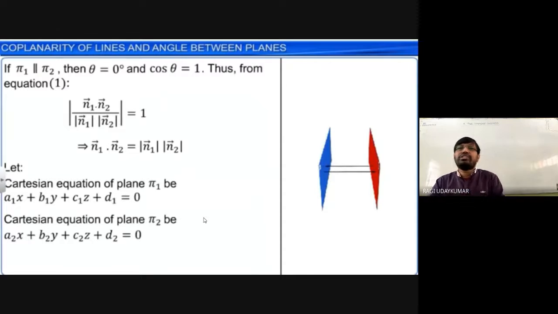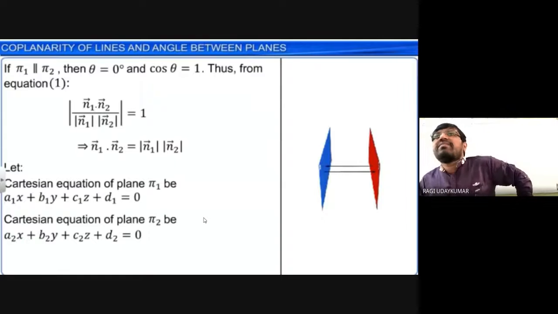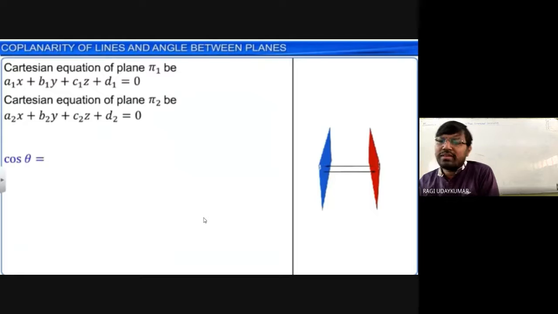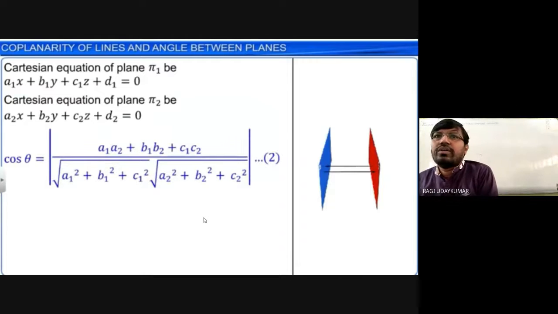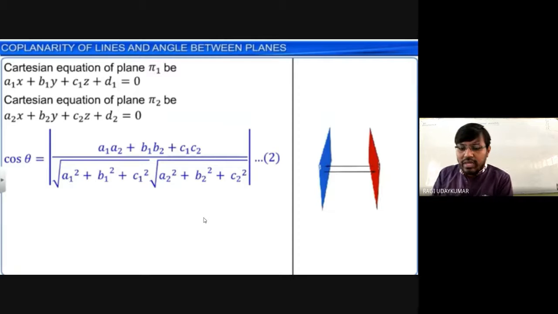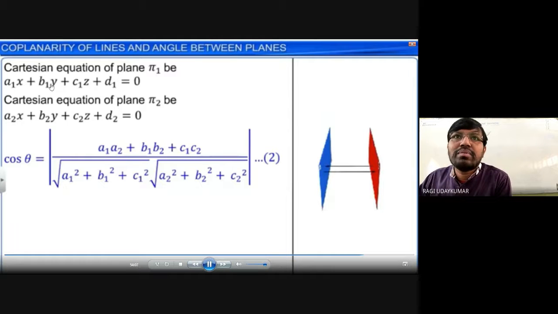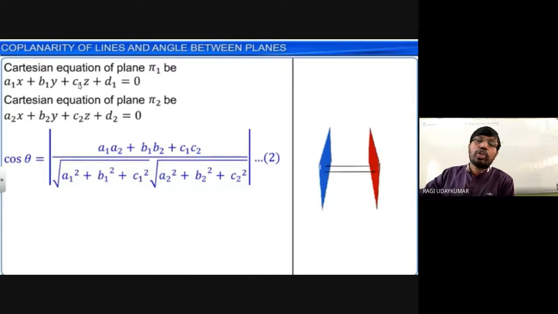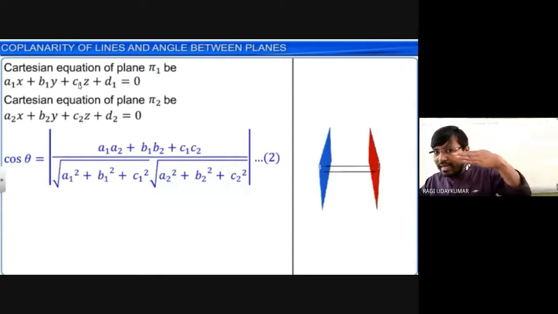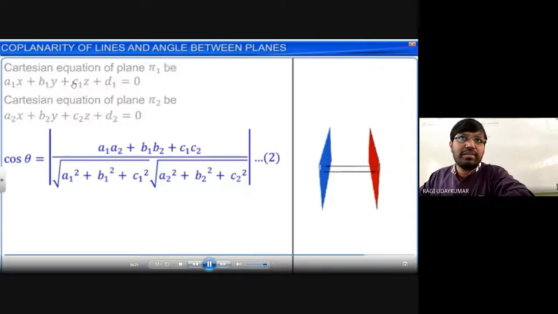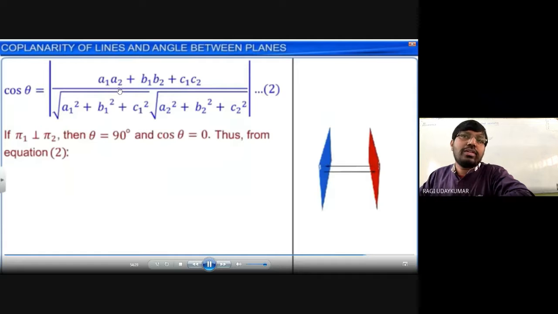You do remember Cartesian form if whenever it is given to you, a1x plus b1y plus c1z plus d1 is equal to 0. So like this, if it is given to you, here you can consider that a1, b1, c1 are the direction ratios of normal to the plane. Direction ratios normal to the plane. Plane को perpendicular एक line जाते हैं ना, उसका direction ratios a1, b1, c1, and a2, b2, c2 also like that second one. So the cos theta formula is that one, a1, b1.